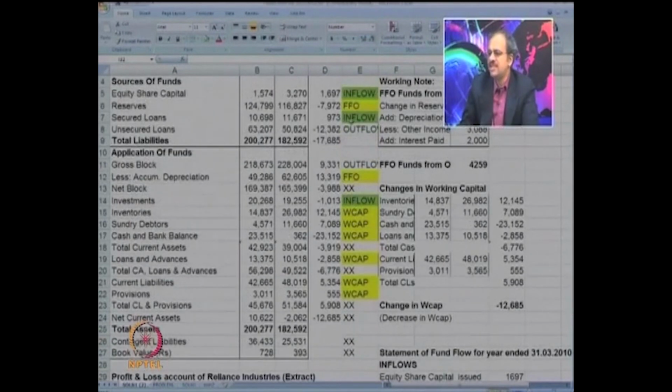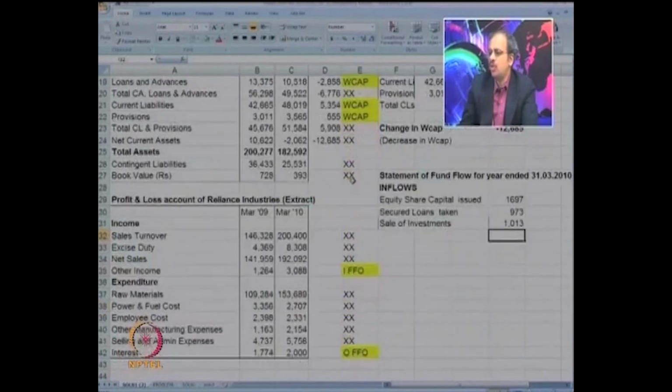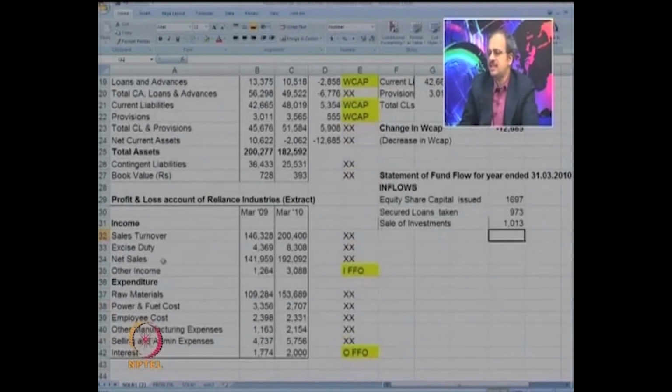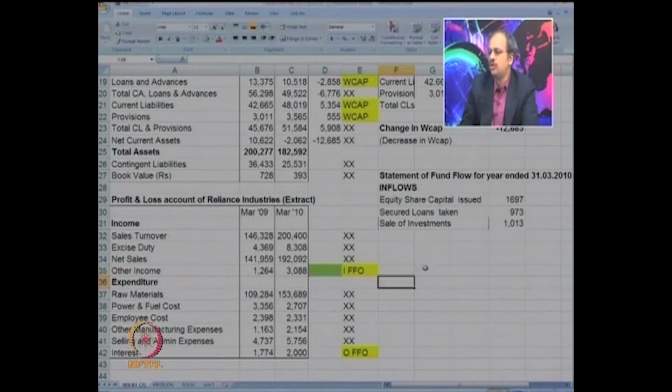Next inflow you can see. So all the inflows in the main statement are over. I hope you are getting it clearly. There is one item other income, we have marked it as IFFO, that is to show that inflow. So there is an inflow to the tune of 3088, that is because of other income.